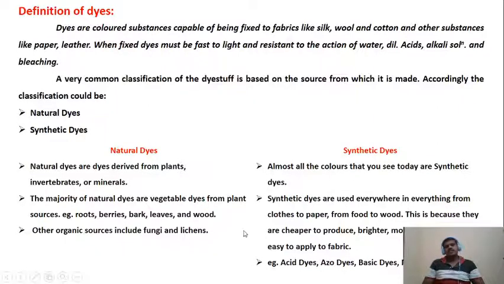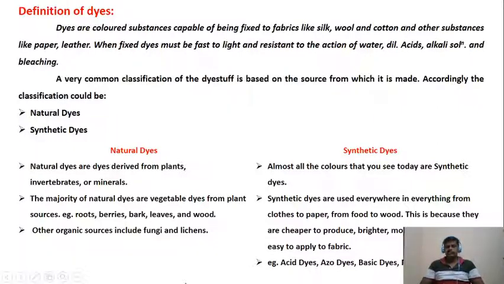Now, the synthetic dyes which are used today to dye clothes, foods, boots, everything which we see colored today, are colored with synthetic dyes. Why were the synthetic dyes introduced? Because they are very cheap to produce. And they are brighter, more color fast and easy to apply to the fabric. So that's why synthetic dyes were introduced or discovered, and are used very much in day-to-day life.